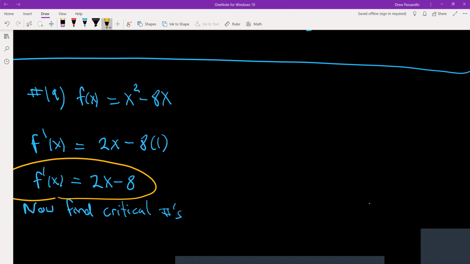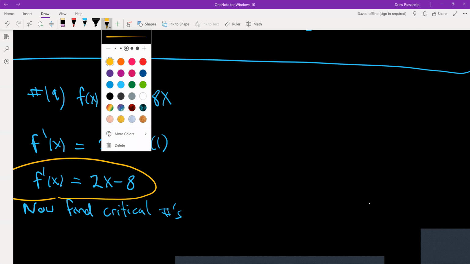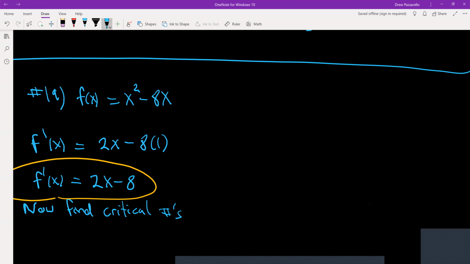All right, so find the critical numbers. That's what I'm going to do now. And it's either the derivative doesn't exist or it's set equal to 0. 2x minus 8 is a polynomial. Specifically, it's a line with slope 2, y-intercept -8. So it's continuous everywhere and its derivative exists everywhere. So there are no x values for which its derivative does not exist. So we only focus on setting its derivative equal to 0.